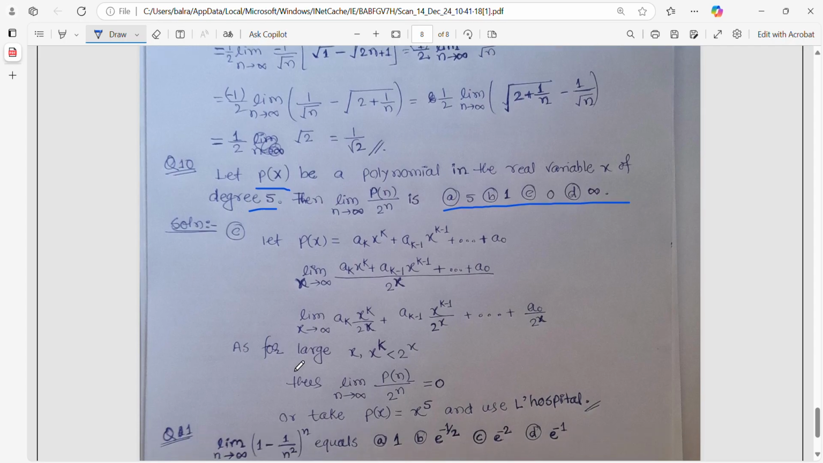As for large x, x power k is less than 2 power x. If you take large x, let's say 5, 2 power 5 is more than 5 to the power k. Thus limit n tends to infinity, p(n) by 2 power n is equal to 0. This one will come 0.